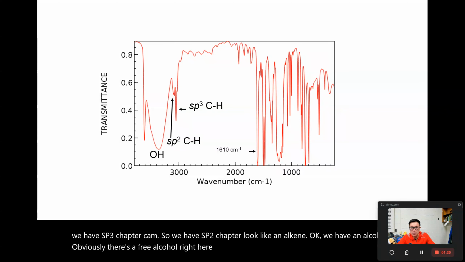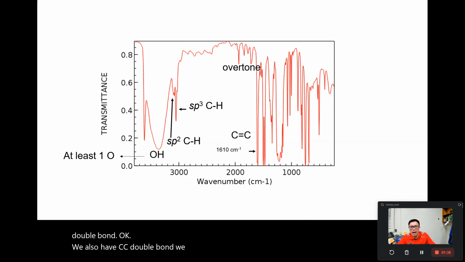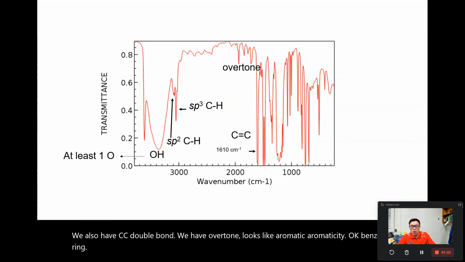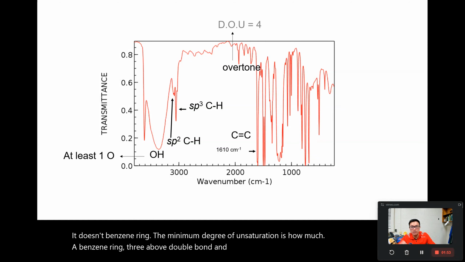We have 1610 right here. Oh, so probably a CC double bond. Okay, we also have a CC double bond. We have overtones, looks like aromaticity. Okay, a benzene ring. So if there's a benzene ring, the minimum degree of unsaturation is how much? A benzene ring has 3 double bonds and 1 ring, right? So DOU is 4 already.